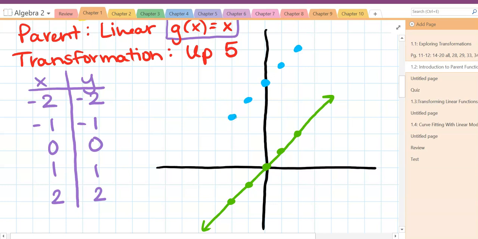It should look the exact same. It should still be a straight line. It shouldn't all of a sudden have points that have completely veered off or gone into a different area. They should still form that straight line. It should look the exact same. It's just you've taken that entire parent function and you've pushed it up 5 units.